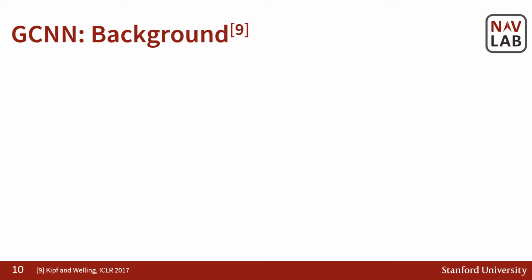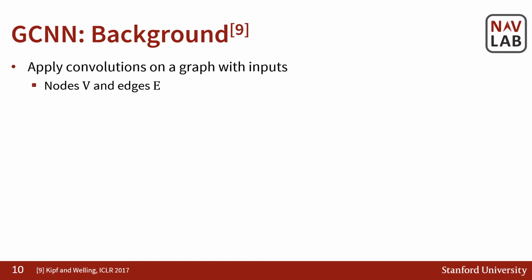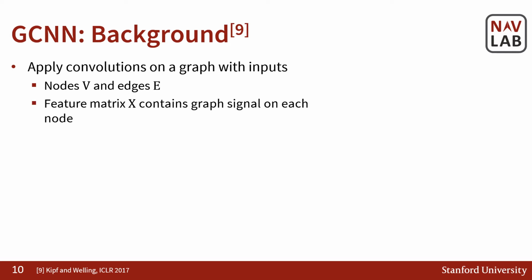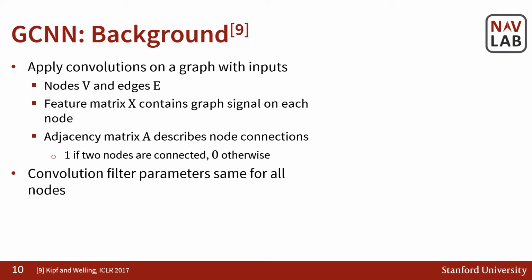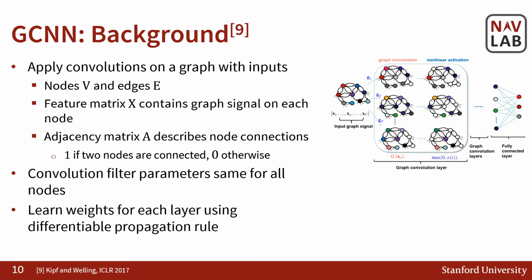Next, I would like to give a brief background about GCNN. The idea is that they apply convolution operations on a graph with inputs, such as nodes V and edges E, a feature matrix X that contains the graph signal on each node, and an adjacency matrix A that describes node connections. In this matrix, an element is 1 if two nodes are connected and 0 otherwise. The convolution filter parameters remain the same for all nodes, and then we try to learn the weights for each layer using a differentiable propagation rule.